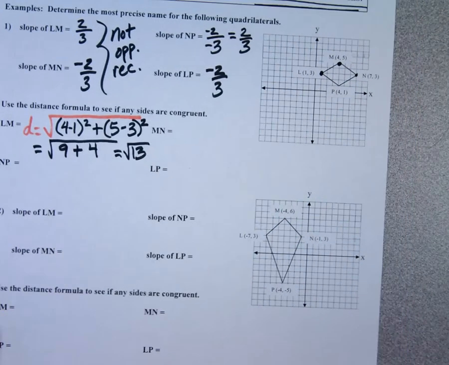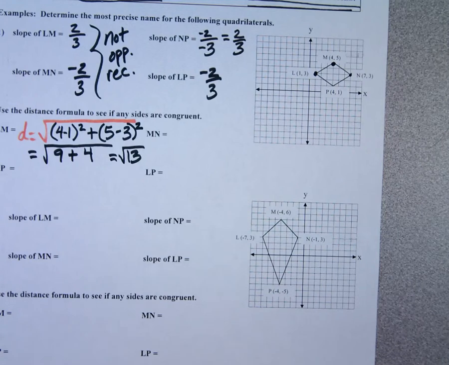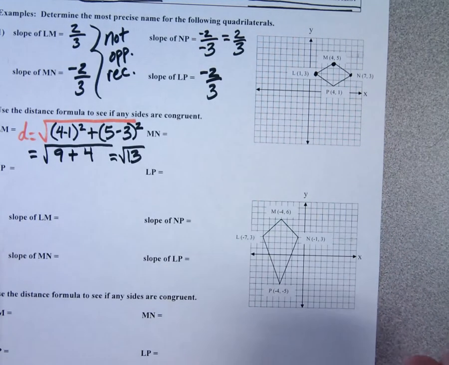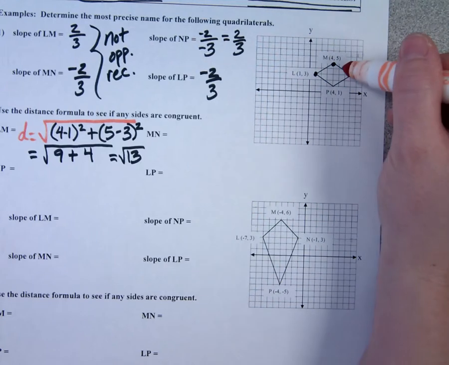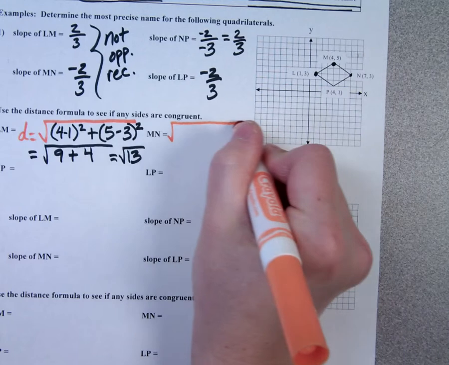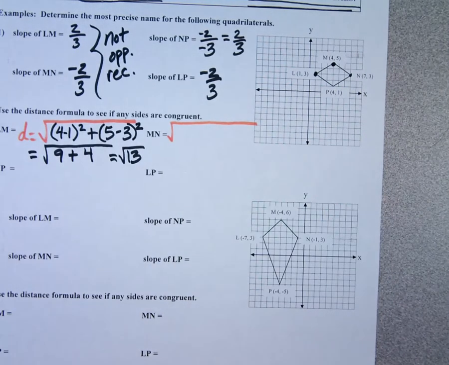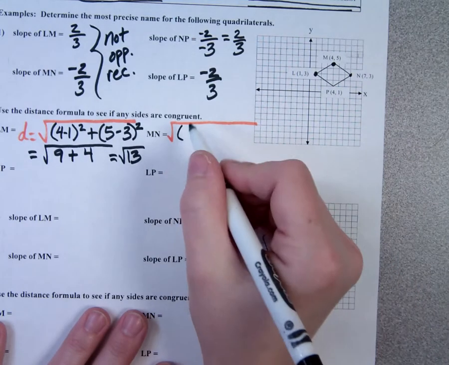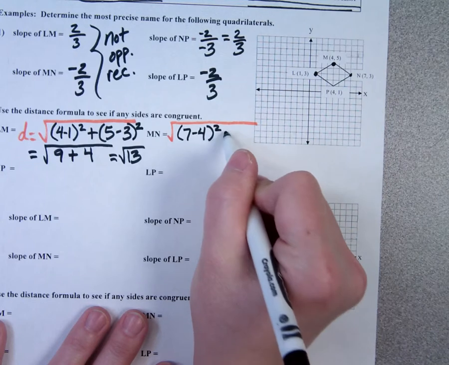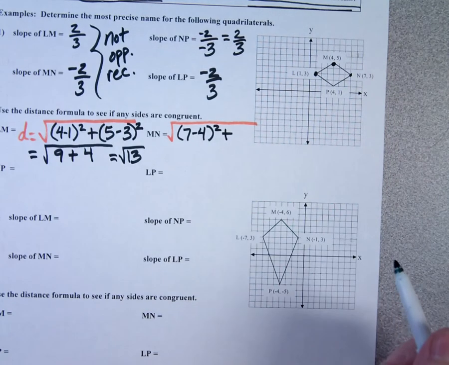If all sides have a length of the square root of 13, it's going to be a what? A rhombus. And if they don't all have a length of square root of 13, then it's not going to be a rhombus, but it could be a parallelogram, because a parallelogram has opposite sides being congruent. Okay, so let's find the length of MN. How would you write x2 minus x1? 7 minus 4. You can either go 4 minus 7 or 7 minus 4. It doesn't really matter.